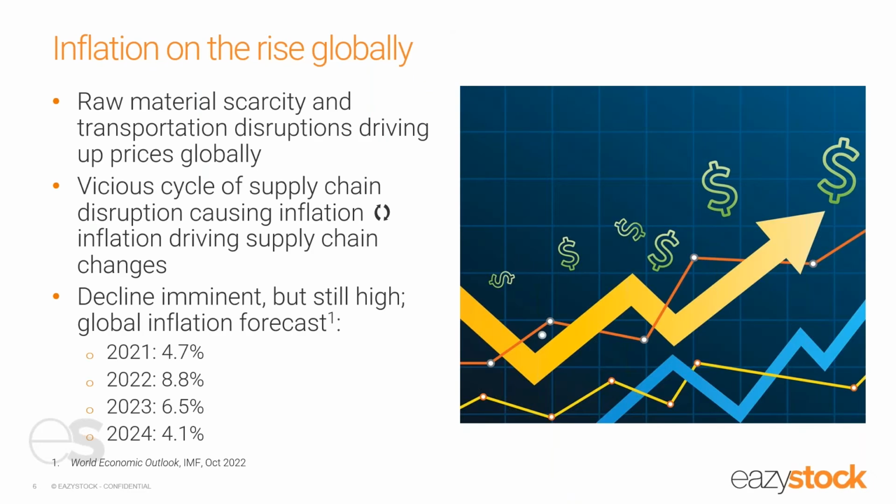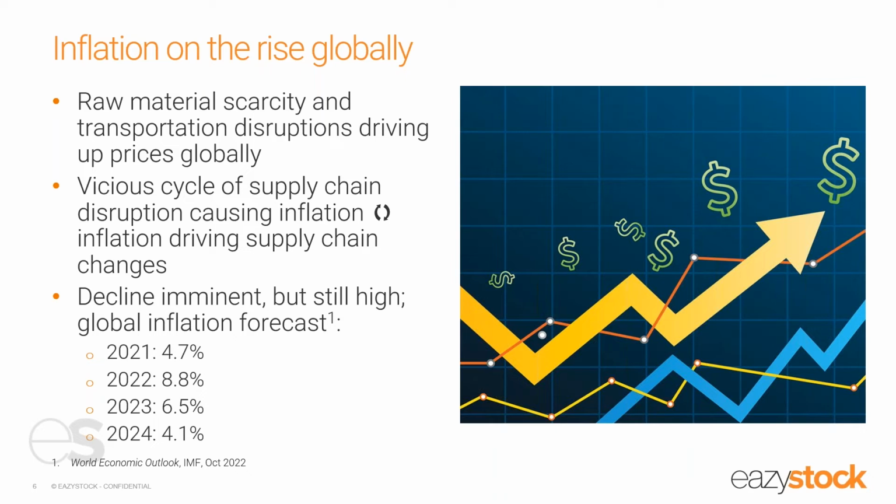And finally, inflation is on the rise globally. The scarcity of raw materials coupled with the transportation disruptions have driven up prices for virtually everything globally. And unfortunately, it's a bit of a vicious cycle, with supply chain disruption causing inflation, and inflation consequently driving supply chain changes.